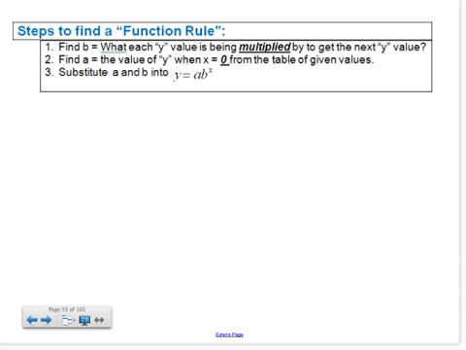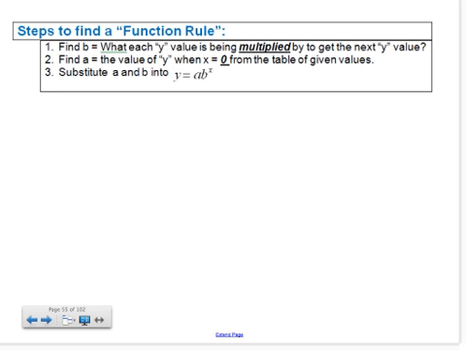So how do we find a function rule? You already know how to write the equation of lines. Now we're going to write the equation of exponential functions. The first thing you have to do is find your b value. That b value is whatever each y value is being multiplied by to get the next y value. You'll understand what I'm saying in a minute when we actually look at this. Again, the b value is the common multiplier.